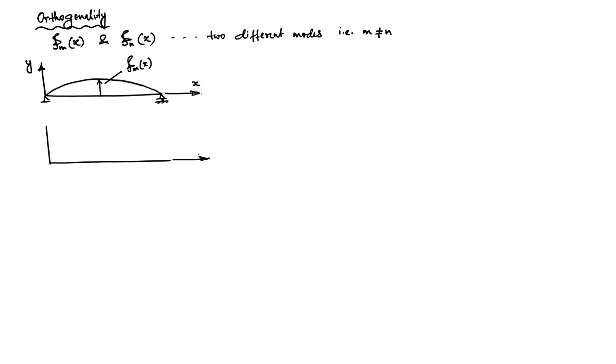and corresponding inertial force also we can draw, and it will have a similar shape. So, this is say F inertial corresponding to the mth mode and you can write down the expression. So, this is nothing but, for the mth mode, omega m square m bar of x phi m of x. So, that is the expression for inertial force.